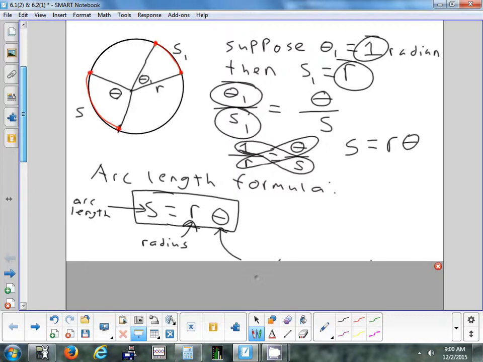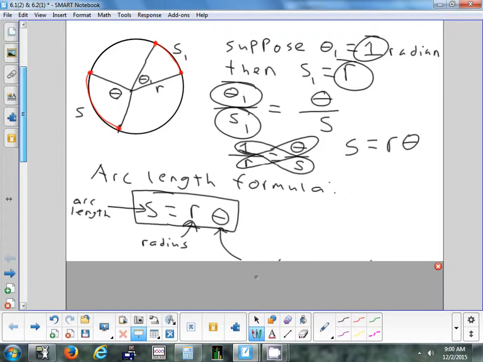Okay, that's the formula for how you find the length of an arc. S equals R theta. S is the arc length, R is the size of the circle, the radius, and theta is your angle. But what did we assume about this angle way back at the very beginning of this formula? Radians. Yeah, we assumed radians.